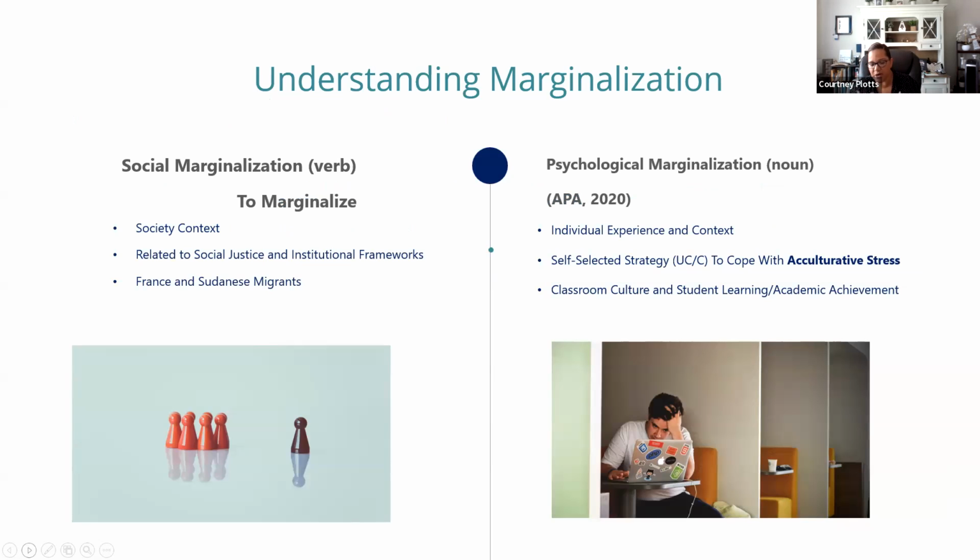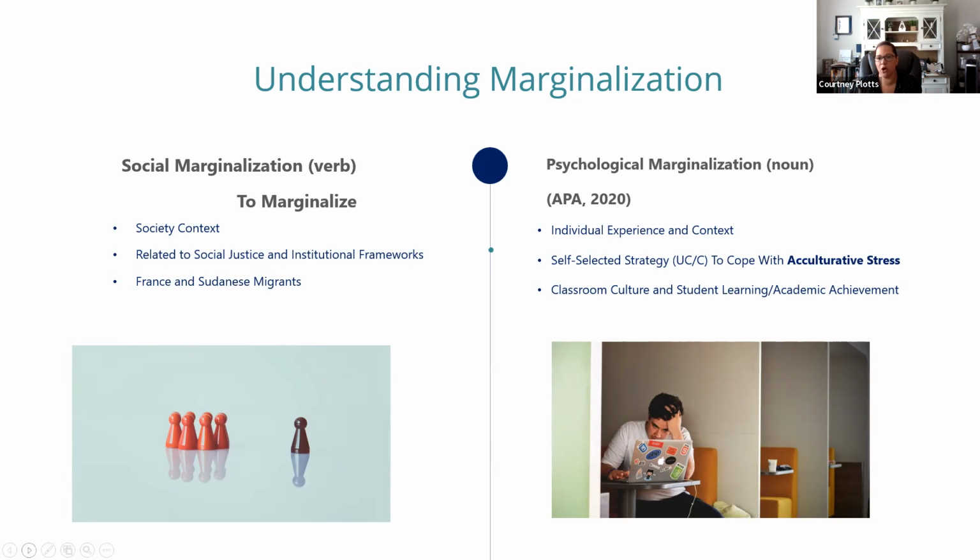In my work, I do not work with systemic issues. So I don't look at societal context. And this is really important to understand, especially for learning and cognition. What you've probably heard and what you're familiar with is social marginalization, which means that there's some sort of system that's oppressing some other group of people, and there has to be some sort of social justice to rectify that system. That is a verb. That is social marginalization.